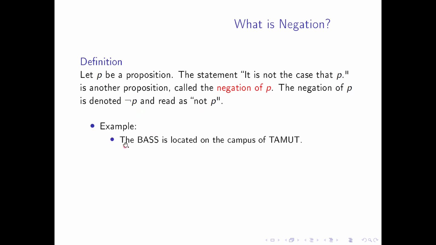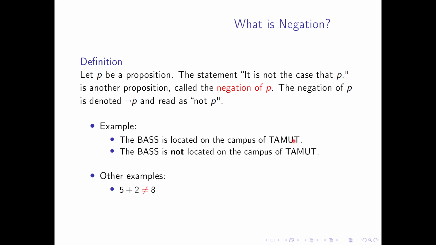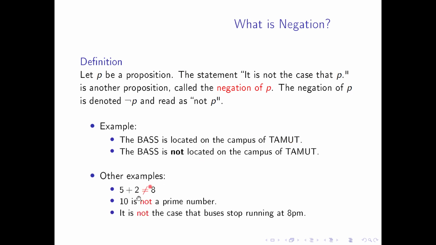So suppose that I said the BAS is located on the TME2 campus. The negation of this is it is not located on the campus. If I say that 5 plus 2 is not equal to 8, the negation of that, that's how we negate it, is we do a slash through. 10 is not a prime number. It is not the case that buses stop running at 8 p.m. Adding not, but we got to figure out where's the appropriate spot and other things like this.